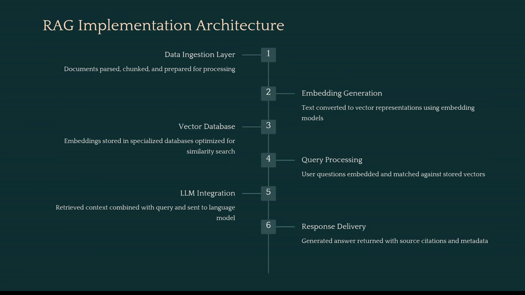So what is the architecture like? We have a data ingestion layer. In this, we take all the relevant documents and put them in one folder. Then we do the embedding generation. So we convert it into vector embeddings, chunks, and we put it into the vector database.